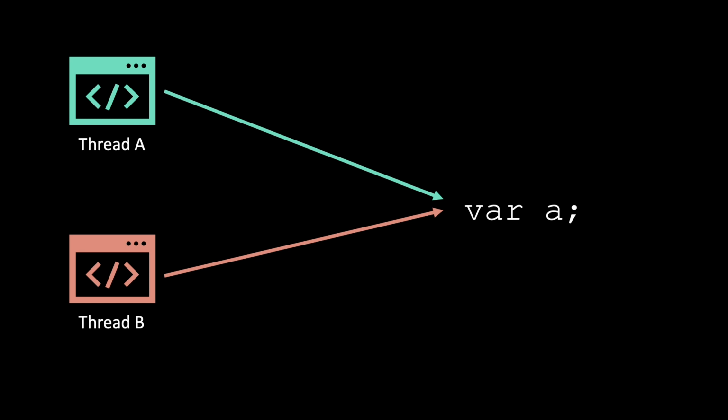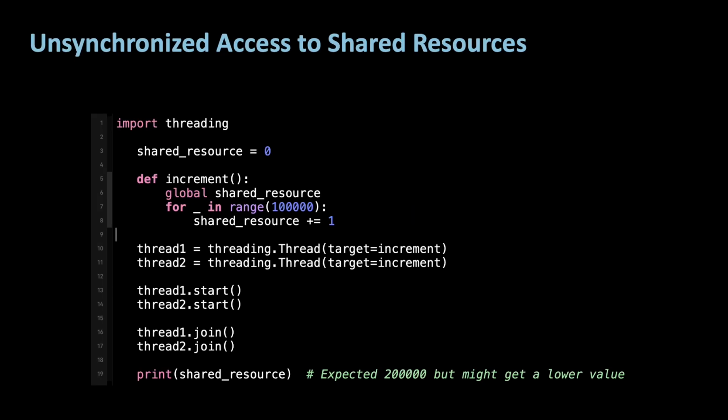So section 1, how do race conditions occur? First, unsynchronized access to shared resources. When multiple threads or processes access shared data without proper locks or synchronization mechanisms, race conditions can occur.